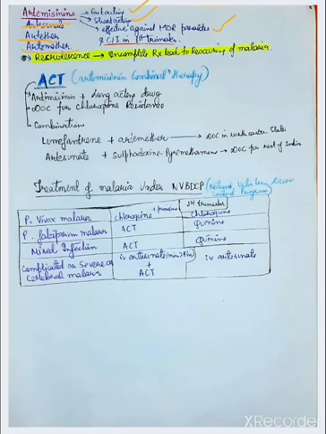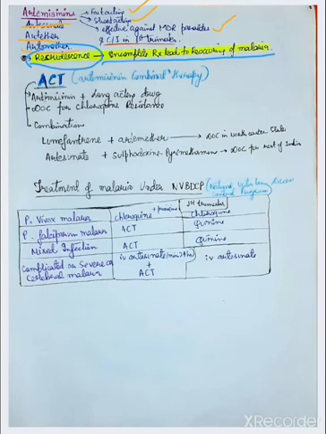So what do we mean by recrudescence? Very important term, recrudescence. It means incomplete treatment which leads to the reoccurrence of malaria. So because of incomplete treatment, malaria happens again.